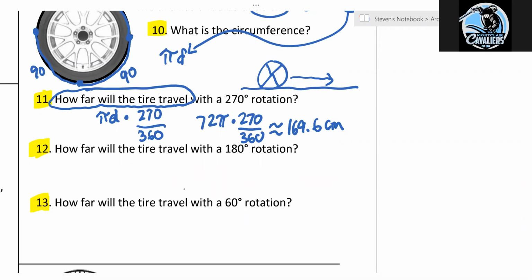If it says how far, how far is the length of something, so that's going to be arc length. Yeah, I know it can be a little confusing. Good question.